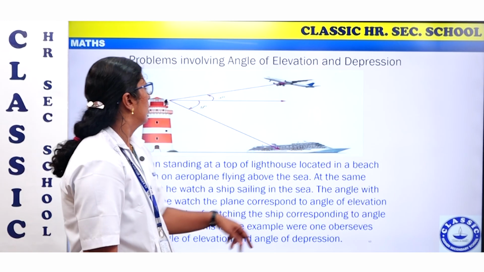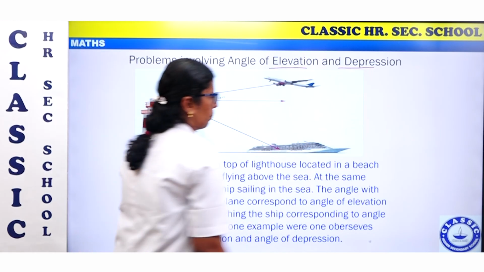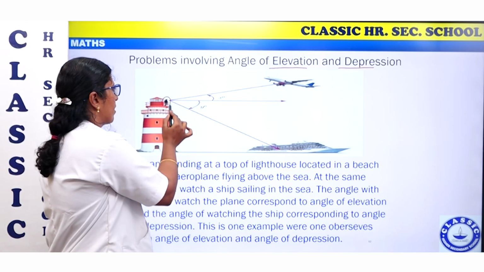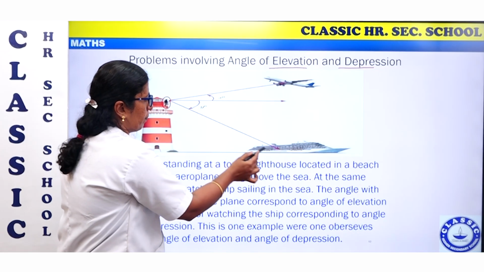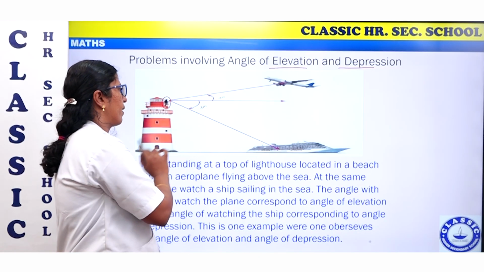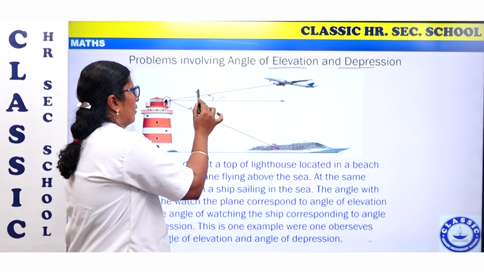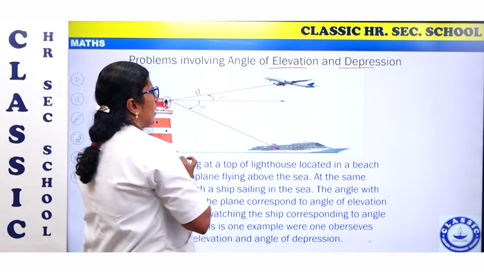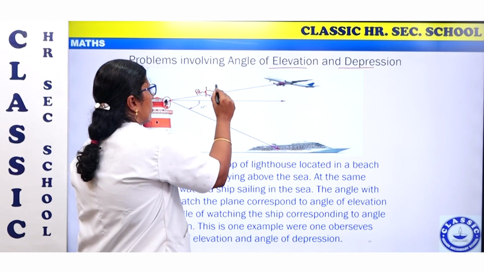And the next concept, problems involving angle of elevation and angle of depression at the same time. Look at this picture. There is a lighthouse given. There is one man standing here. That man observed the aeroplane. At the same time, that man observed the ship. So, here the two concepts are there. When the man observes, the line of sight is a horizontal line. That line of sight moving up to the aeroplane becomes an angle of elevation.